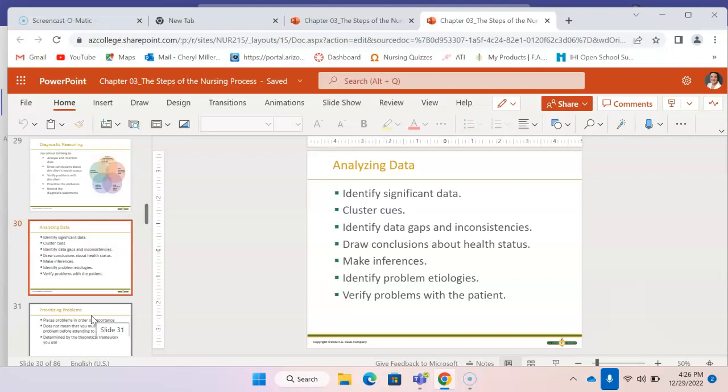You identify the gaps, the inconsistencies, you draw conclusions about what the health status of the patient is, you make inferences, which are different than assumptions. Inferences, I think this is oxygen. Then you identify the problem etiology. They're wheezing. Oh, I bet this is an asthma attack. And then I ask the patient, have you been around something lately that you're allergic to? And when they say, yeah, I went to the pool today, I'm allergic to chlorine. There we go.